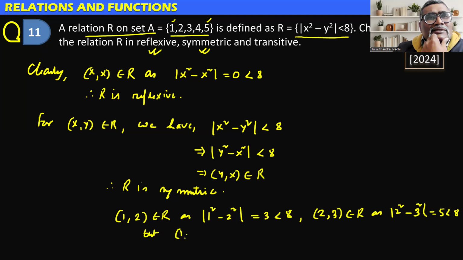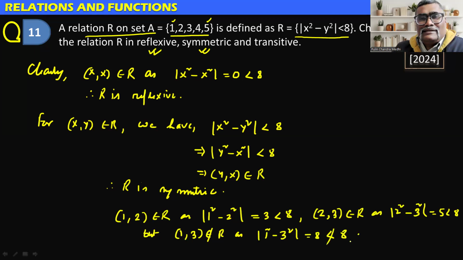But what you can say? 1 comma 3 does not belong to R. Why? As 1 square minus 3 square is equal to 8 and it is not less than 8. So it is not transitive. So here how will you write? Now you write like this and then at last you conclude that it is not transitive.